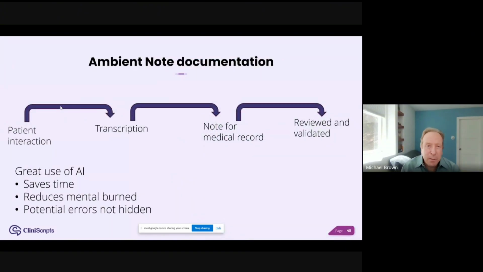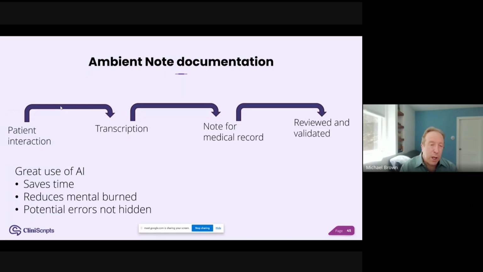I did have one comment about ambient note dictation, which I think is a good example. This is where a provider and a patient have an interaction. The system listens to that interaction and makes a transcript. After it makes the transcript, it creates a note that can be used for the medical record, and then the provider reviews it and validates the note. It's a great use of AI because it saves time and reduces mental burnout, since it takes over a mundane task that the computer can do well.